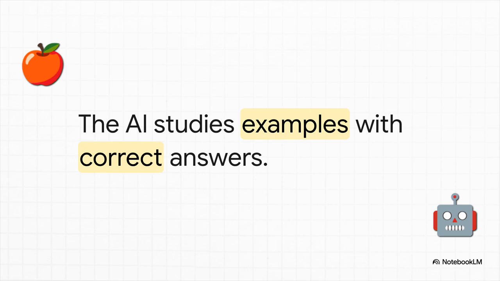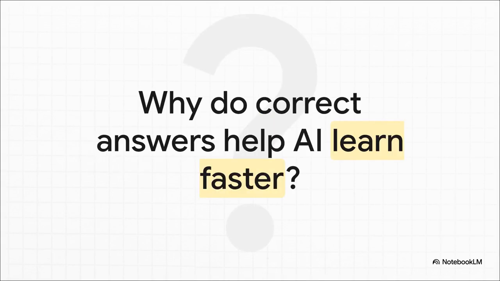If we want an AI to recognize a cat, we absolutely do not just show it a random picture and hope for the best. No way. We feed it thousands of images explicitly labeled cat and thousands more explicitly labeled not cat. The AI obsessively studies these digital flashcards, comparing pixels and shapes until it learns the underlying visual relationships. So ask yourself this: why do examples with the correct answers help AI learn so much faster?